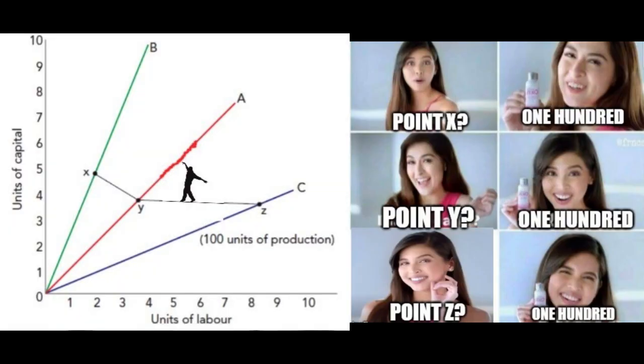Number of units produced on point X, 100. Number of units produced on point Y, 100. Number of units produced on point Z, 100. And then this line is the isoquant, which is the curve that shows the combinations of labor and capital that produce the same level of output.